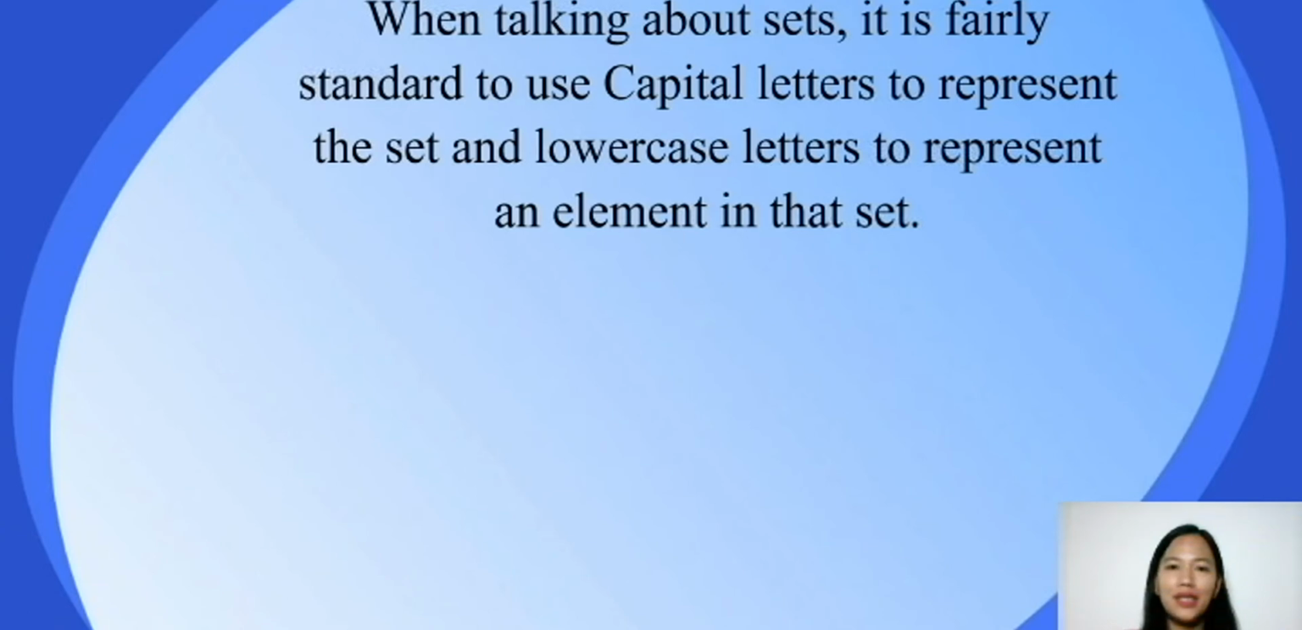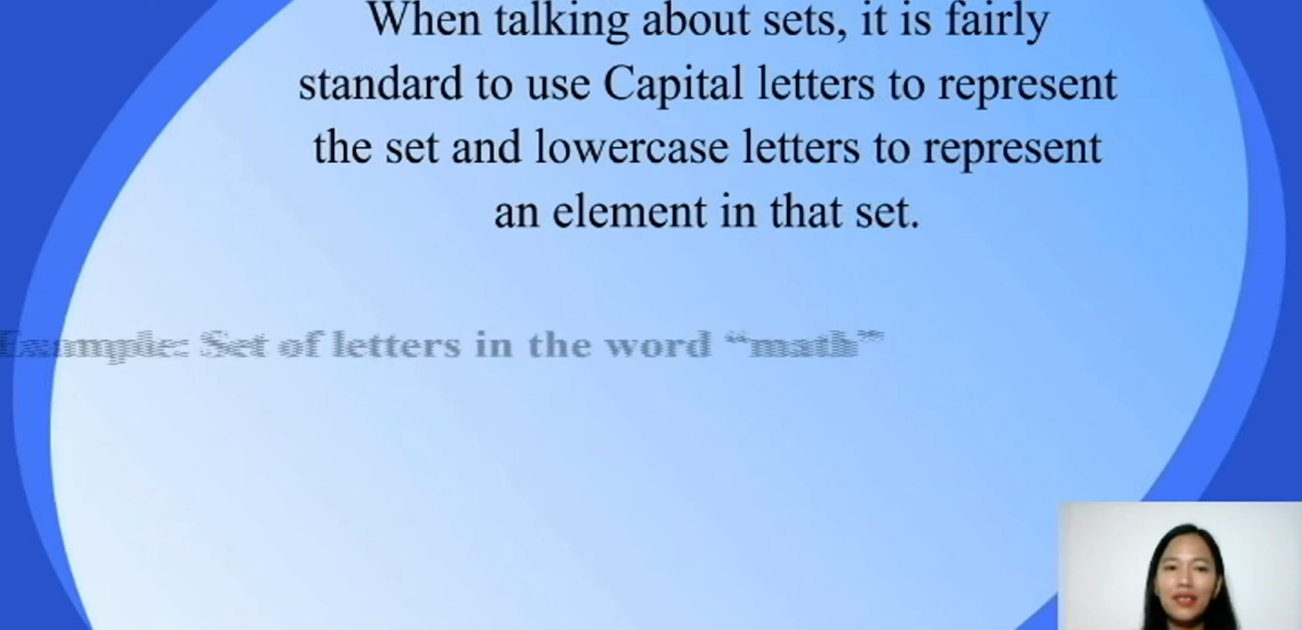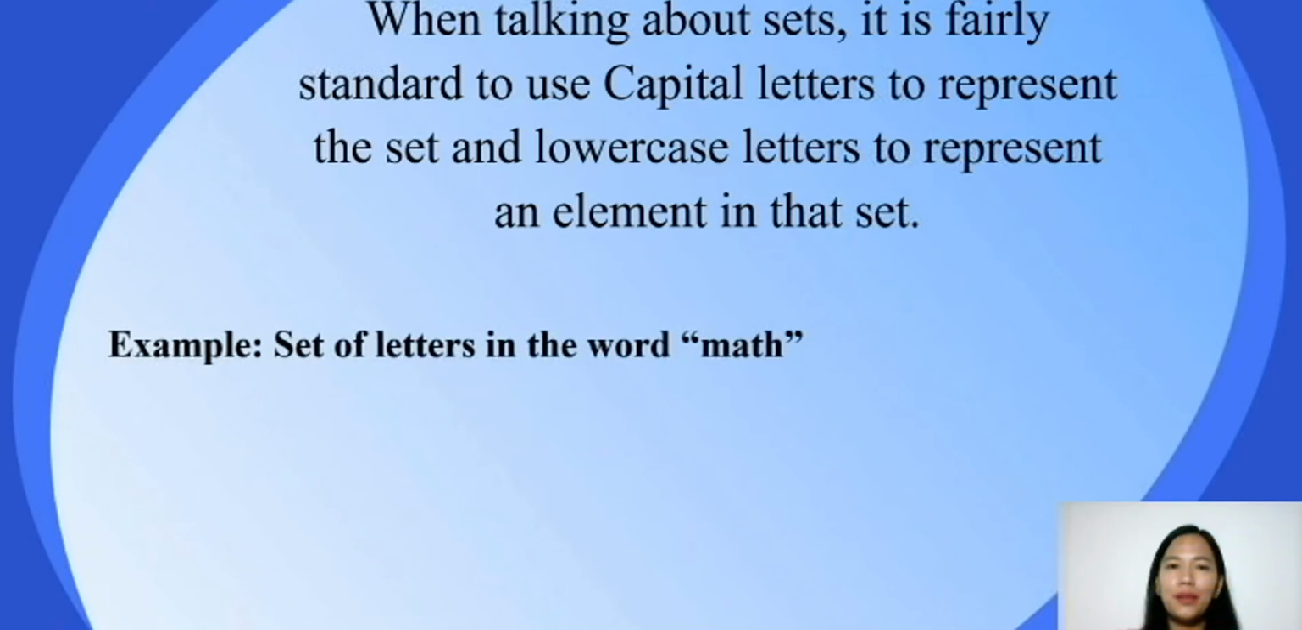When talking about sets, it is fairly standard to use capital letters to represent the set and lowercase letters to represent an element in that set. For example, set of letters in the word math.